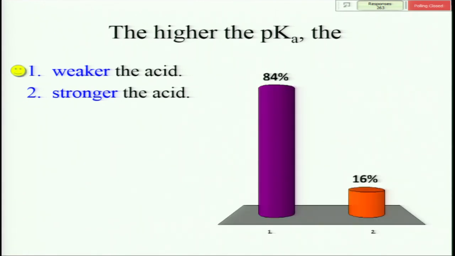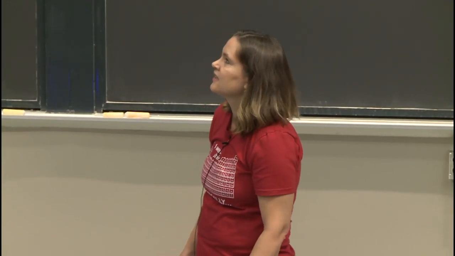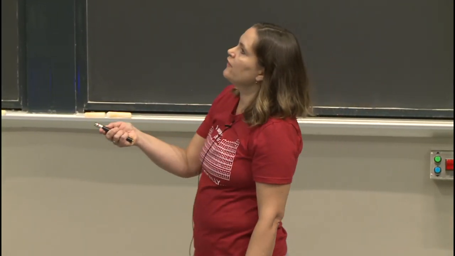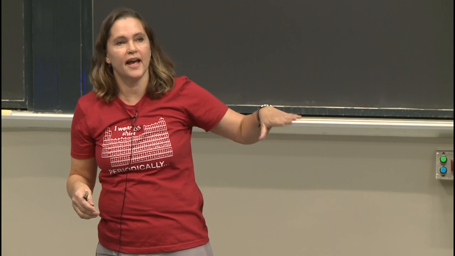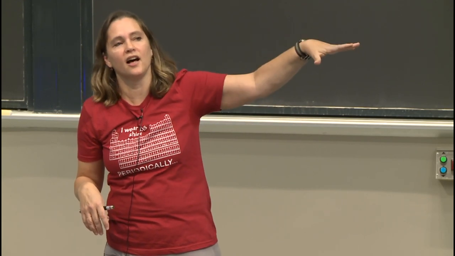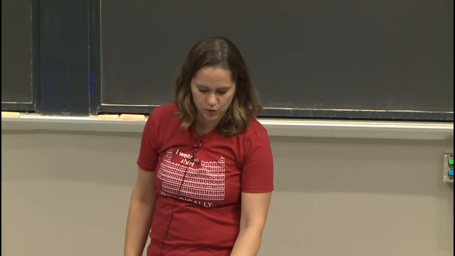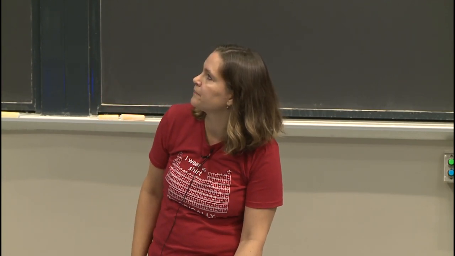All right. So that is correct. So we have a weaker acid. If we have a low Ka, that means it is a weak acid. So the higher the Ka, the stronger the acid. Just remember the relationship from the equation and think about it. You can think about the value of Ka as products over reactants. If you have a lot of products, that means a lot of ionization in a stronger acid, and fewer products means it's weaker. OK.